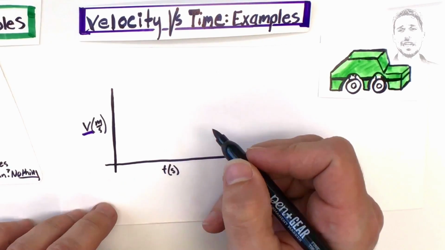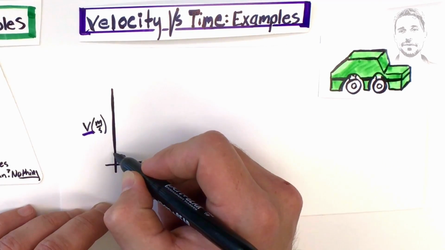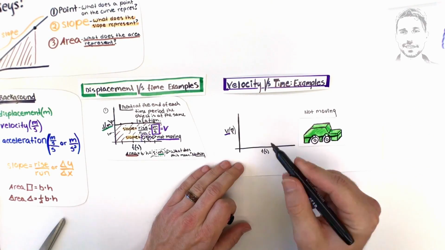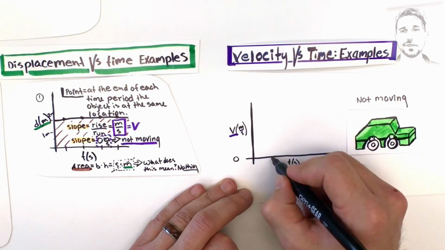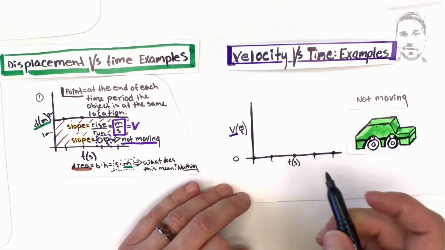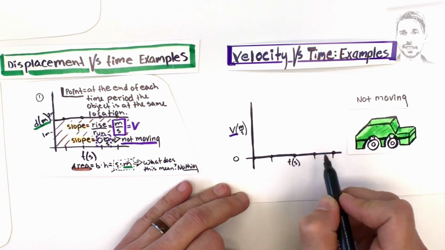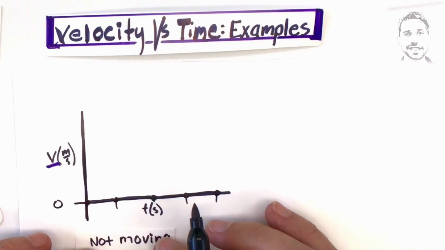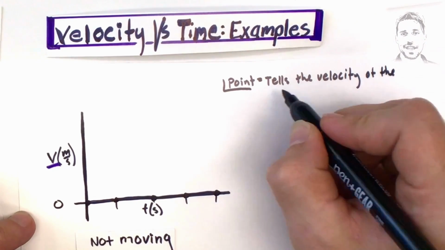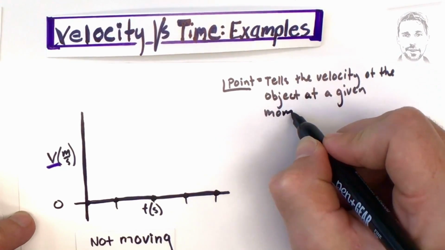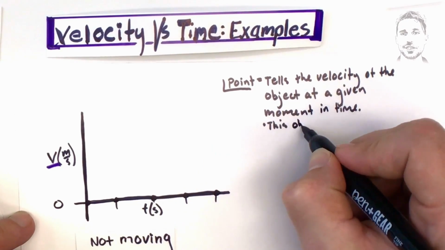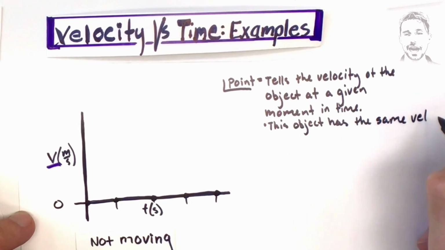So if our car is not moving, it's just sitting there, and we have 0 as our baseline. So again, X units are seconds, Y units are meters per second. That's our velocity. If this thing is not moving, and each point is telling us the velocity of that object at a given moment of time, then for this little car we could draw points that just go straight along the baseline, right? It's not moving. It's 0 meters per second for all time periods.